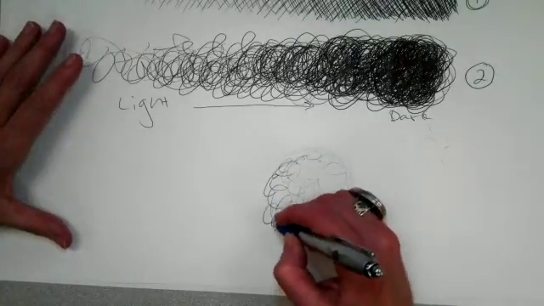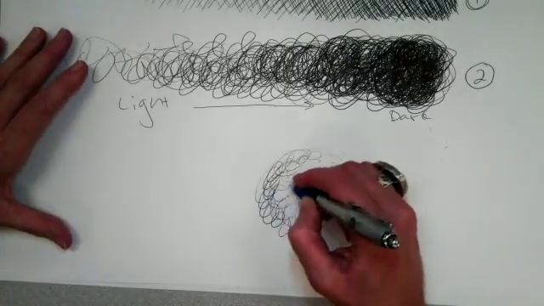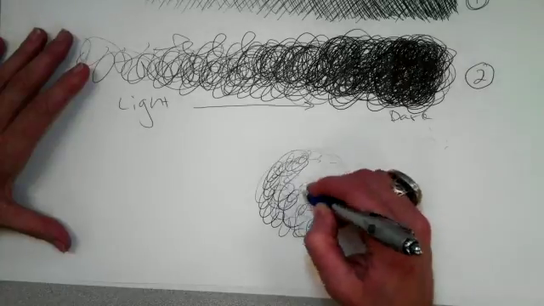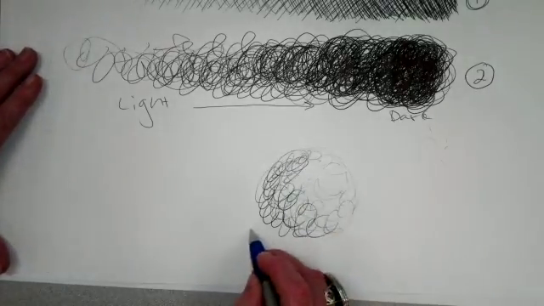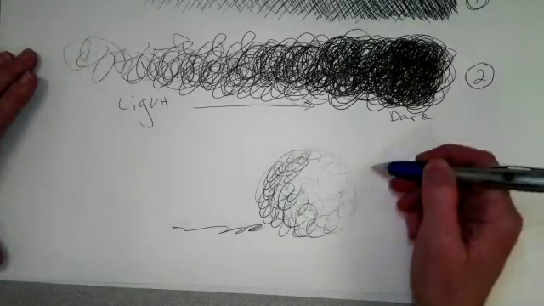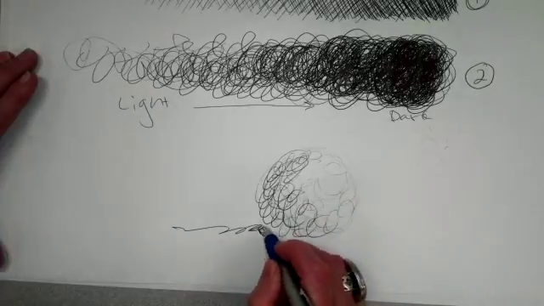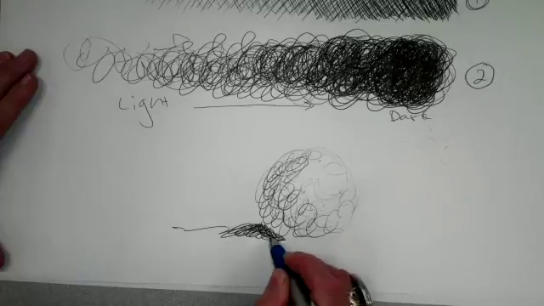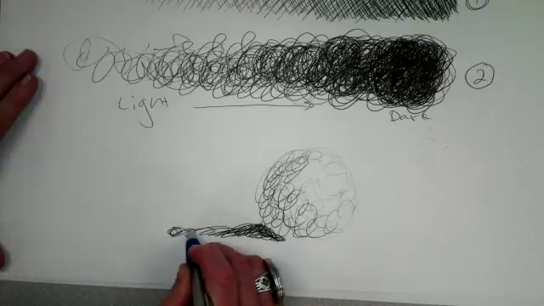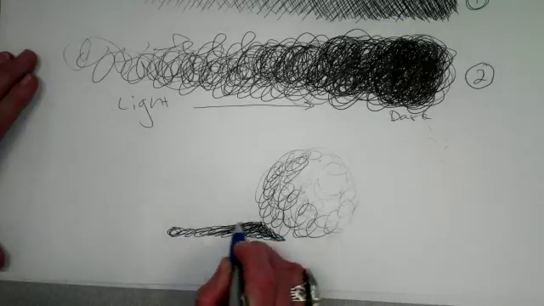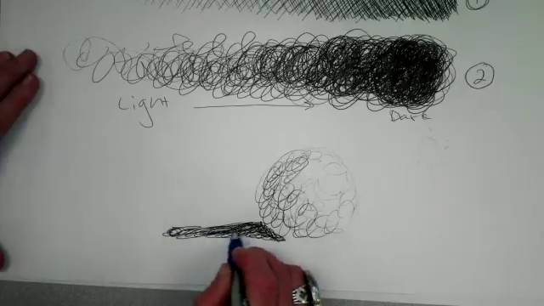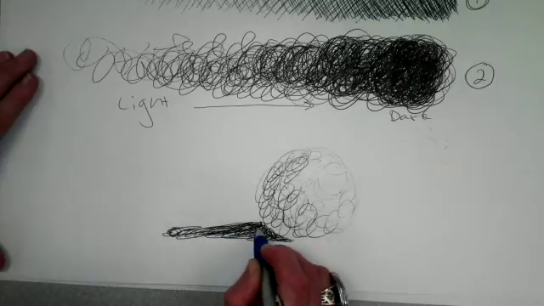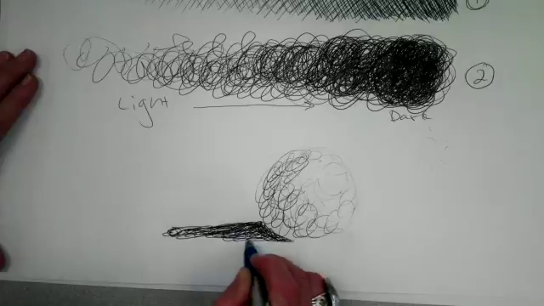I'm going to go dark. I'm going to add some more. I want a little bit more right here. Okay. Now I'm going to start with my shadow. So I know that if the light is here, my shadow is going to be here. My shadow is going to be the darkest. So let's get some scribbles. This will help you anchor your sphere. There we go.